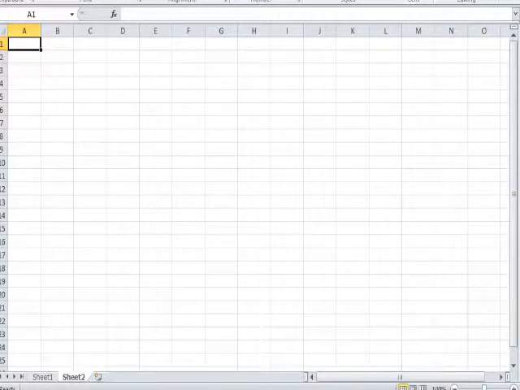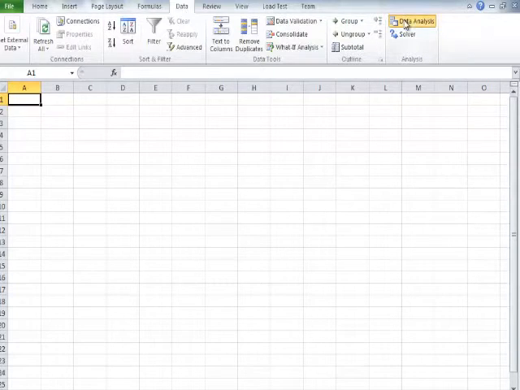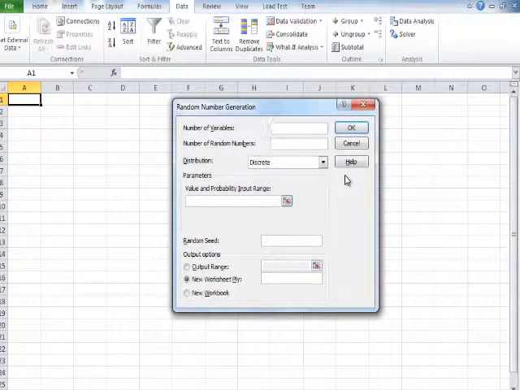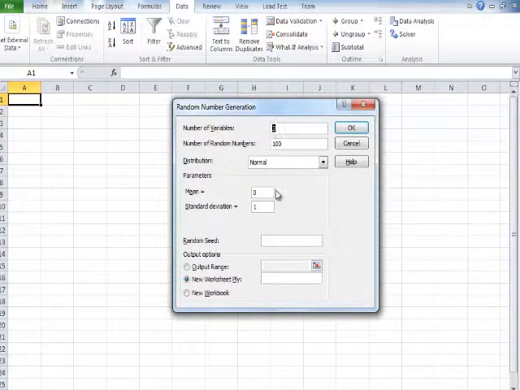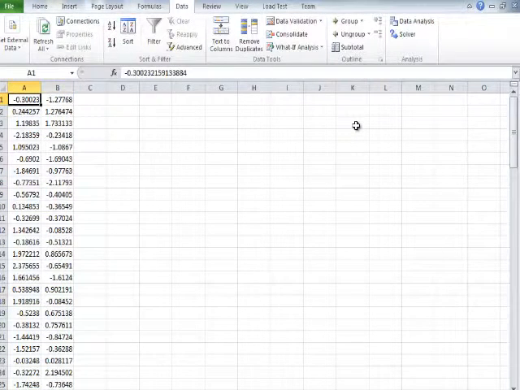Alright, I just want to generate some normal variables to show you. Yes, there's an experiment. Data analysis, random number generation. I want to generate two variables, 100 normal. Okay, so there's our 200 normal variables.